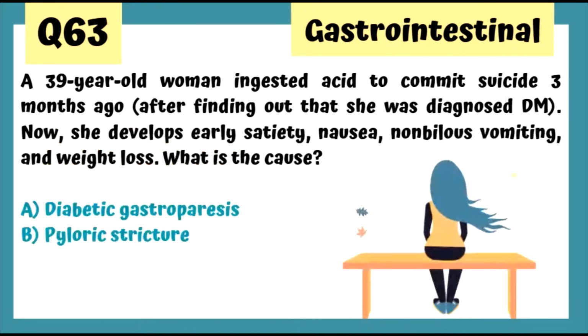Question 63. A 39-year-old woman ingested acid to commit suicide 3 months ago after finding out she was diagnosed with diabetes.